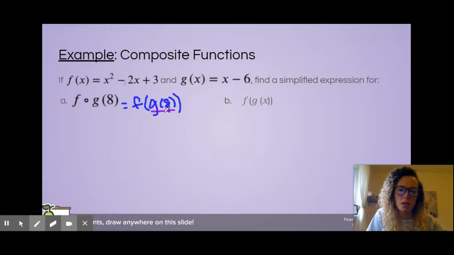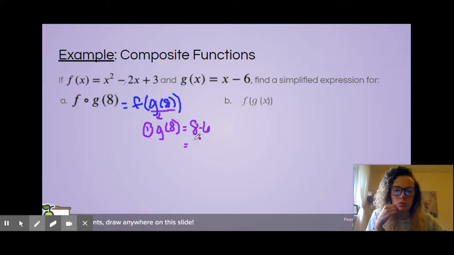So I'm going to take that g of 8, and I'm going to evaluate that first. Just like how I did in the last example when I was finding the range, I'm just subbing in. I'm subbing 8 in for x in g. So I'll be doing 8 minus 6 and get 2. Then I'm going to take that and use it in f. So in part 2, I'll be doing f of the value that I just got.